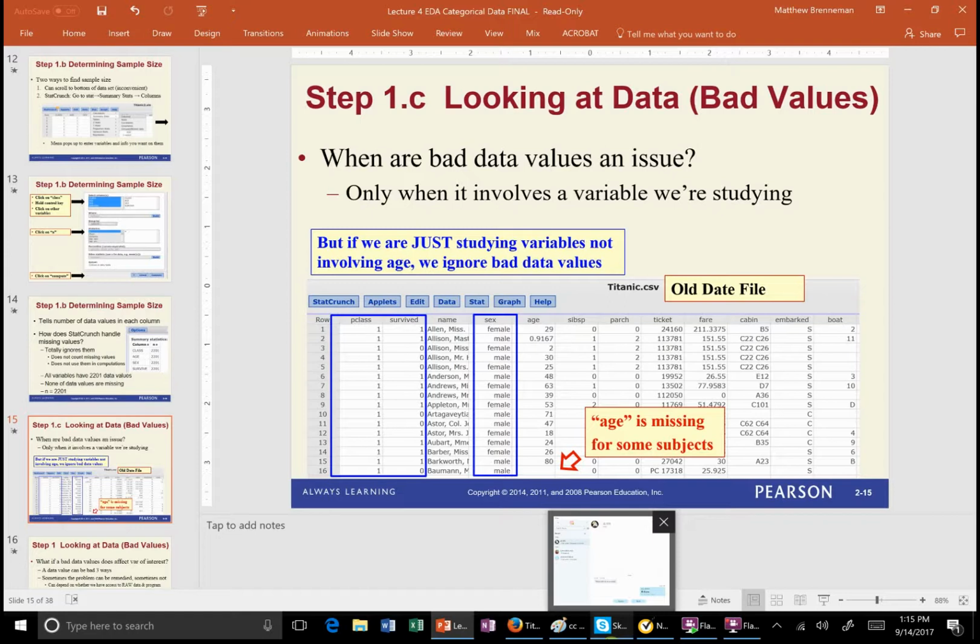So here, age would be an issue if I wanted to analyze age. But if I'm just studying these variables, in other words, I'm not looking at passenger class and age, I'm just looking at passenger class, survive, and sex, here I don't have any missing data values, so this variable is not going to be considered. It's not going to be an issue.